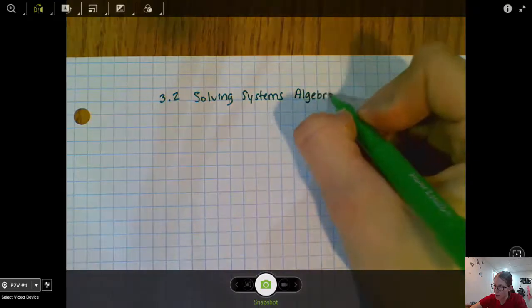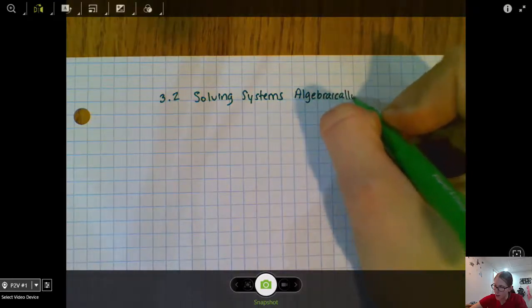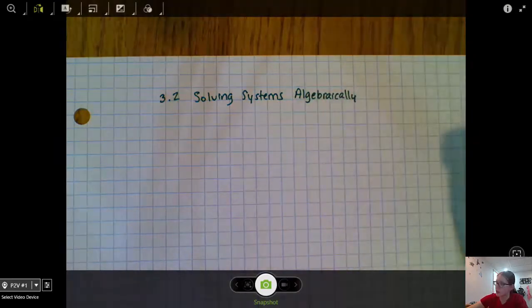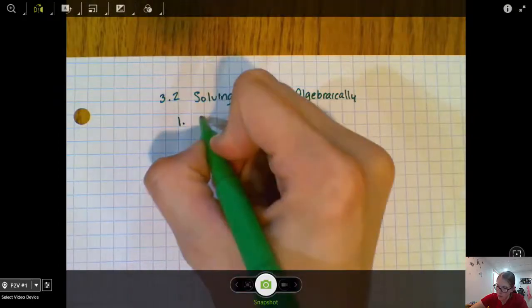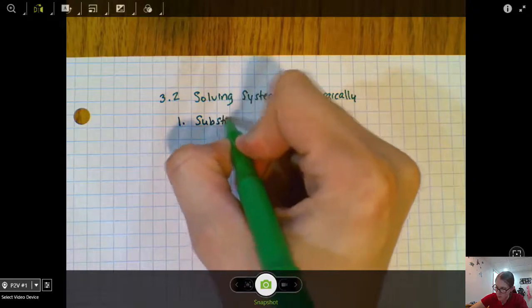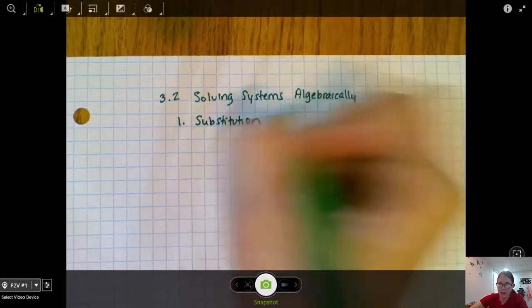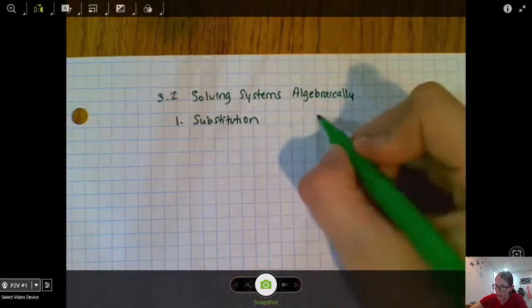And there are two algebraic methods to solve systems of equations. The first method is substitution. And our second method is elimination.